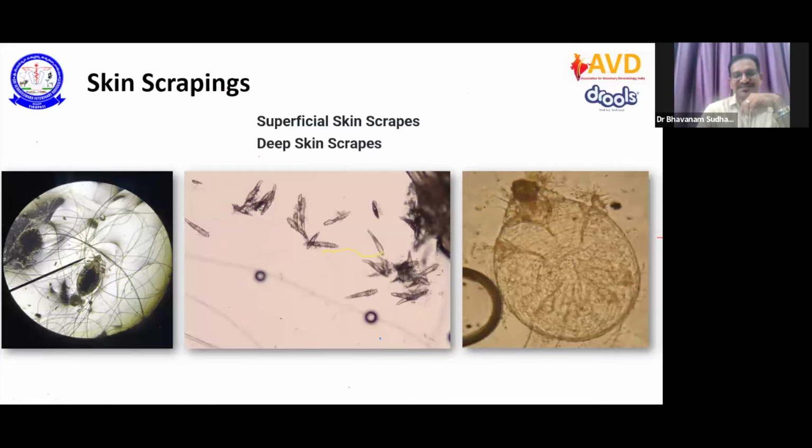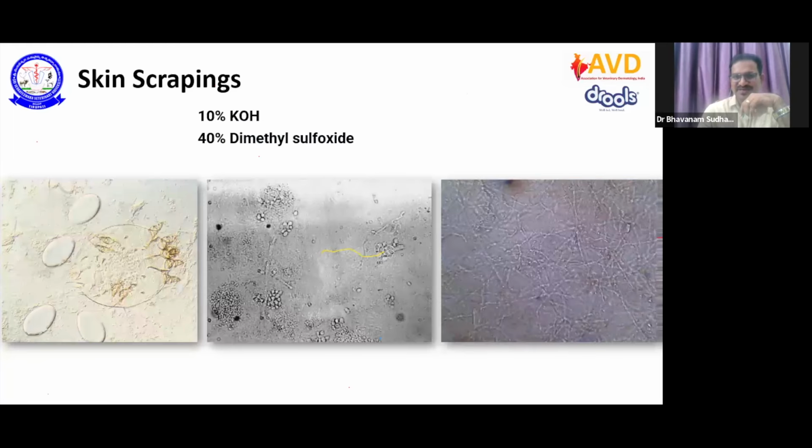When you need to go for examination of further diseases, we need to add 10% potassium hydroxide or dimethyl sulfoxide. When you add these two materials to the skin scrapings, within 20 minutes we are going to see a little digestion of the keratin material. It's nothing but the skin scrapings and hair that is going to digest. In those cases also there is a possibility of notoedres.